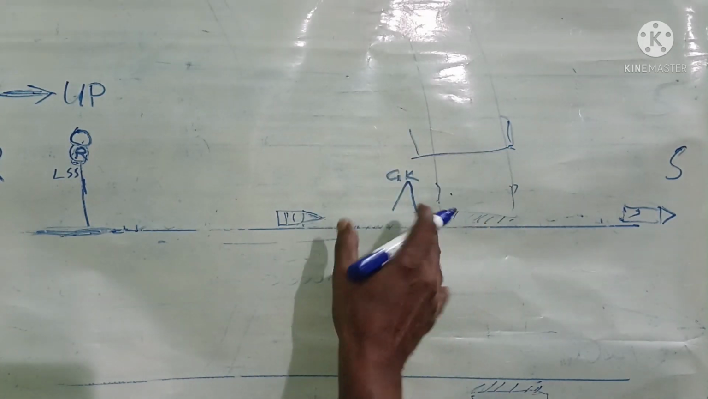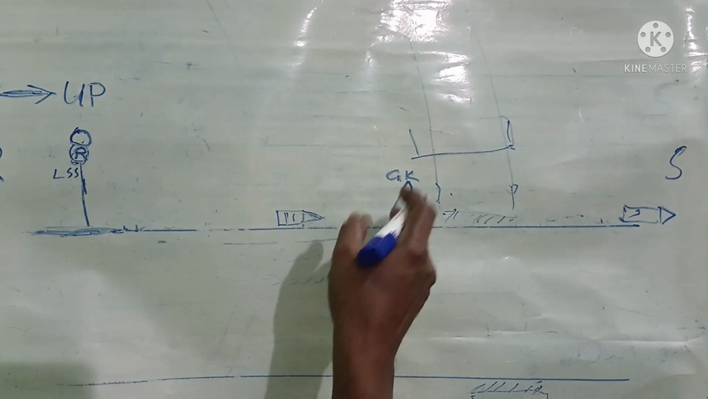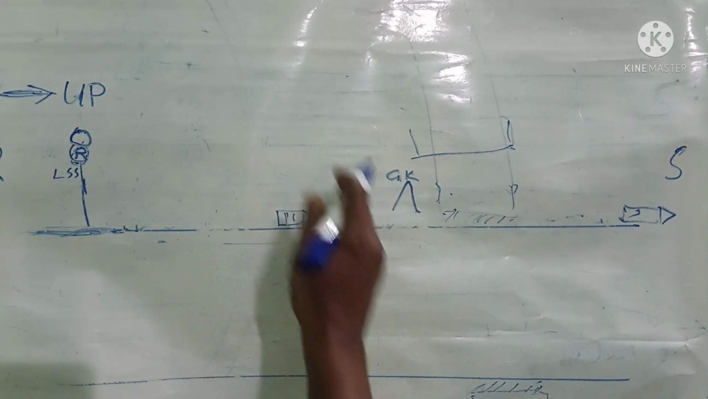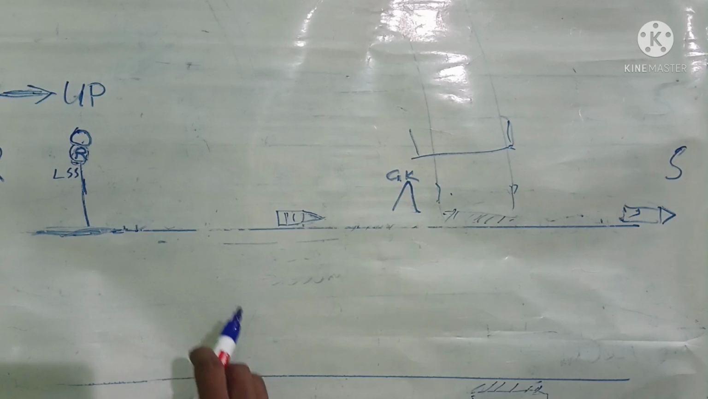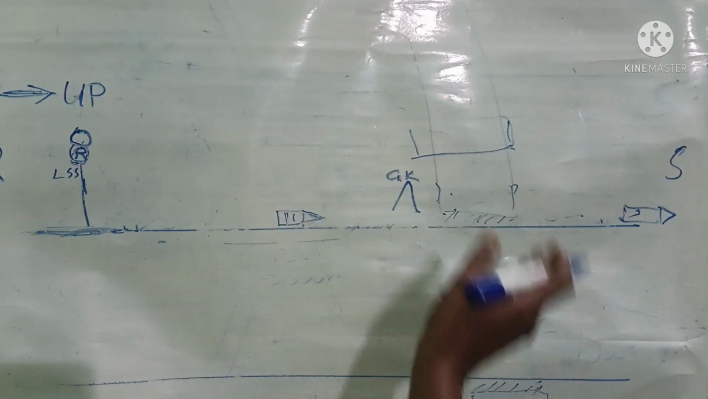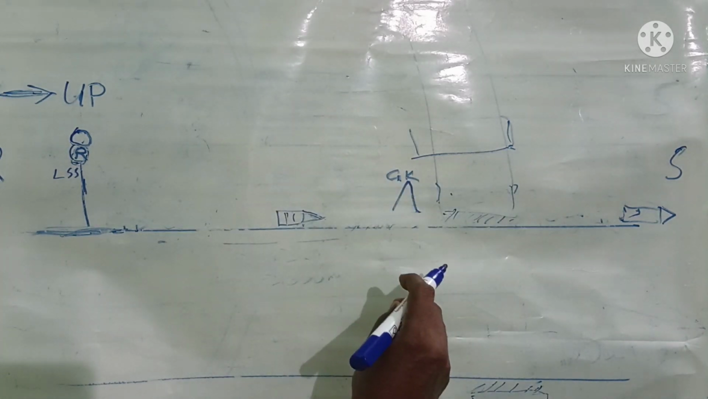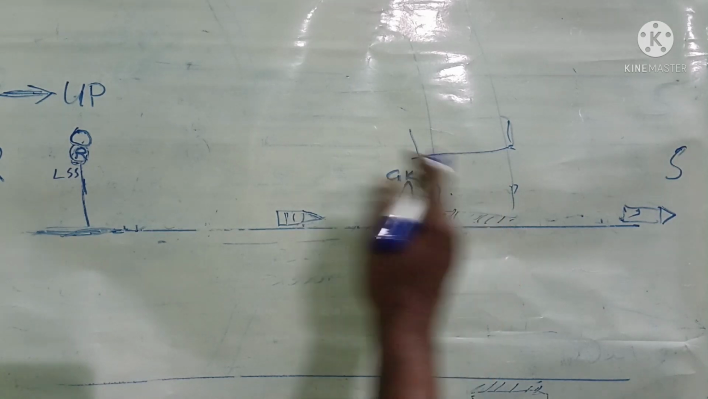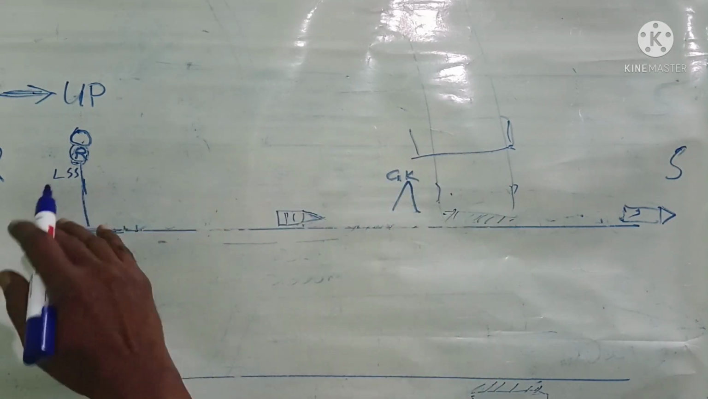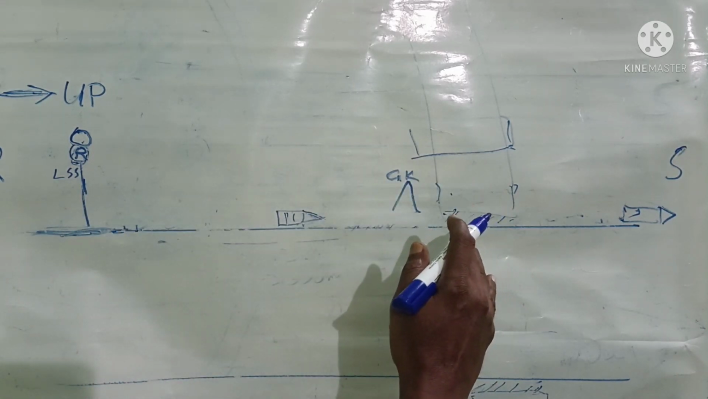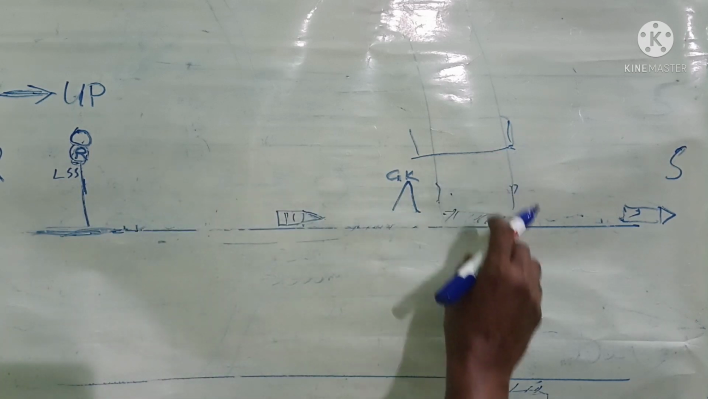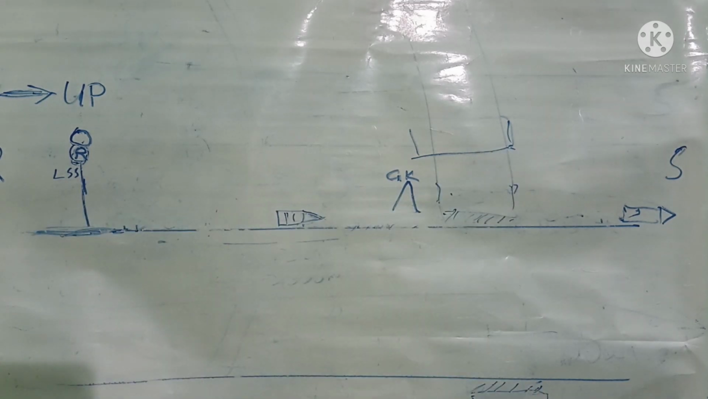In that interlocked LC gate, signals were available, and if at all the gate has not been closed, the train will come and stop at the signal. Here there is no possibility for the train to stop at the signal. So the SM must ensure that before starting the train from R, the gate is closed.